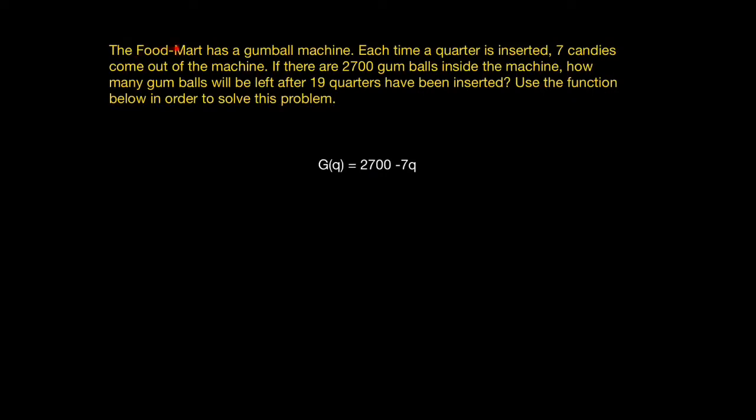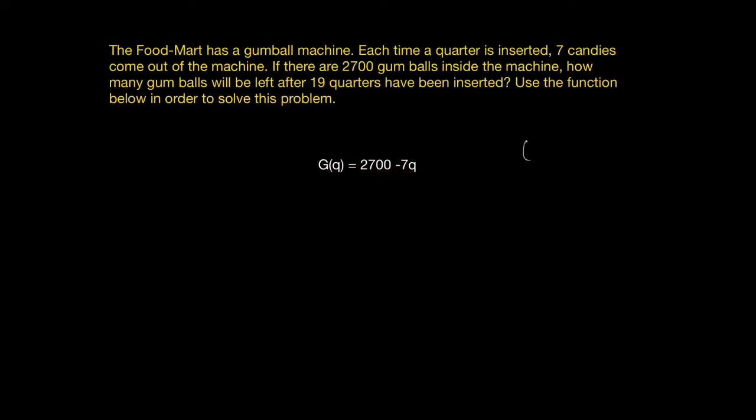Here, the food mart has a gumball machine. Each time a quarter is inserted, 7 candies come out of the machine. If there are 2,700 gumballs inside, how many gumballs will be left after 19 quarters have been inserted? Use the function below in order to solve this problem. Here my function is g of q equals 2,700 minus 7q.